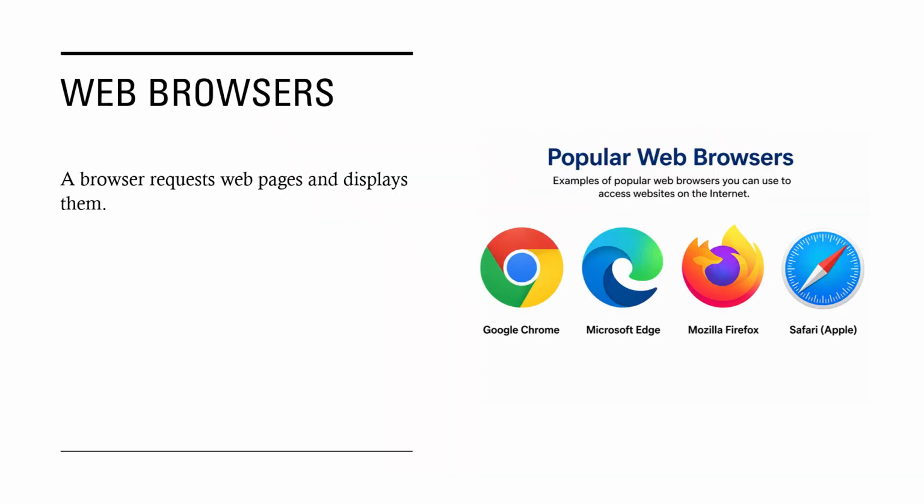So what is a web browser? It's just a software application that allows you to access and view websites. When you enter a URL or click a link, the browser sends the request to the server. It receives the information and displays it in a format that you can read and interact with.